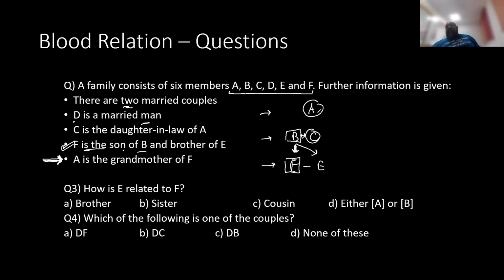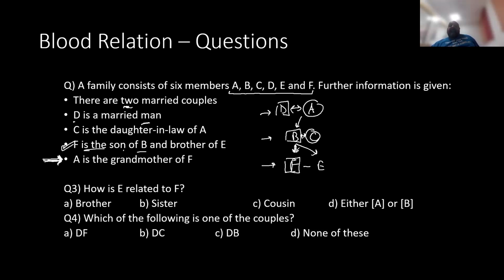F and E obviously will not be married, and therefore A has to be the second married couple because there are 6 people. D is a married man because A is to be a married couple. A is a female. D becomes the married male. So D and A are a couple. They have B as their son. B is married to C, so 2 married couples. And B and C have 2 children, F and E.